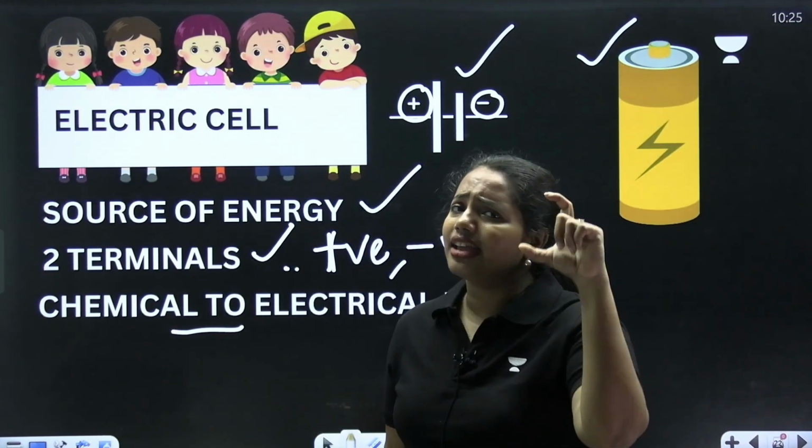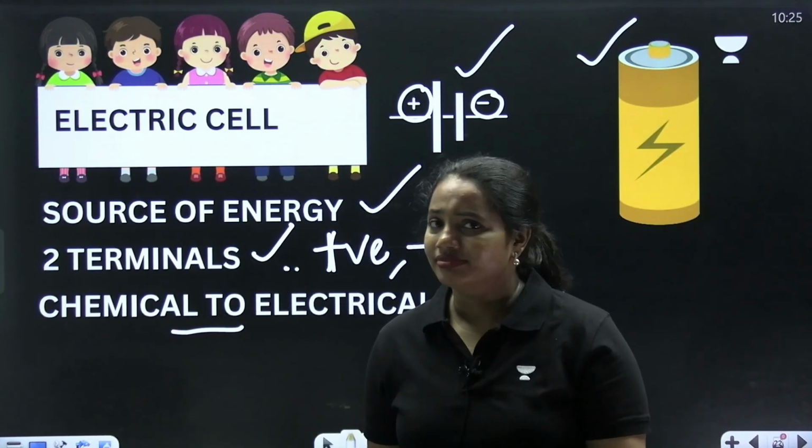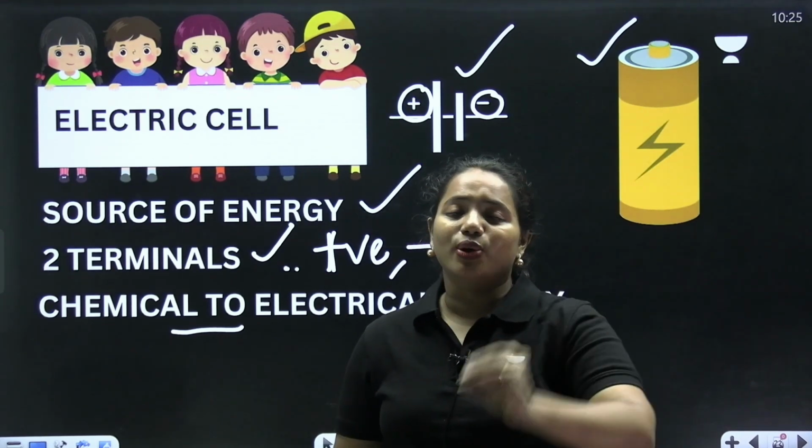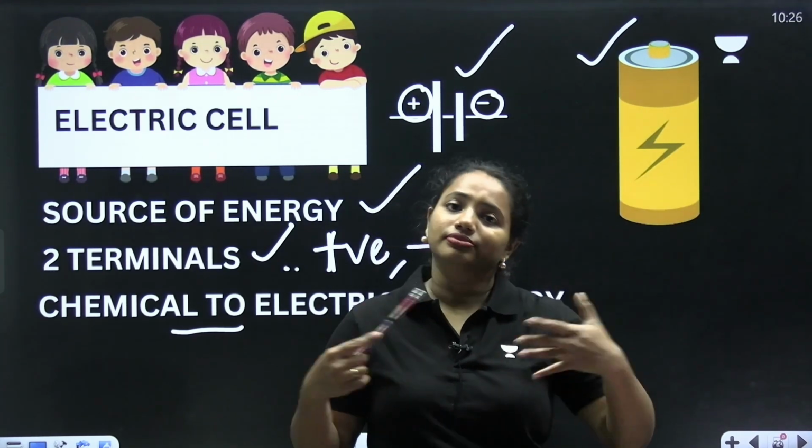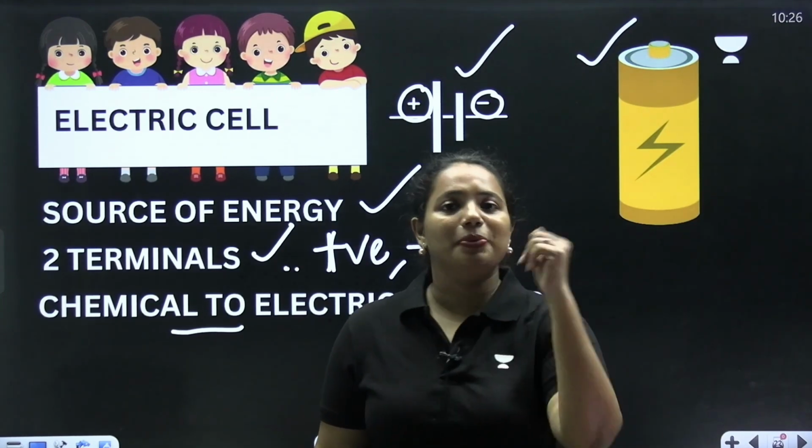So there are chemicals right inside the cell. These chemicals are going to get converted into electrical energy. Therefore, the conversion is done. And I hope you're clear.